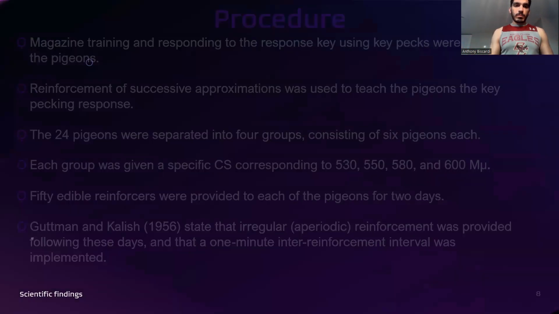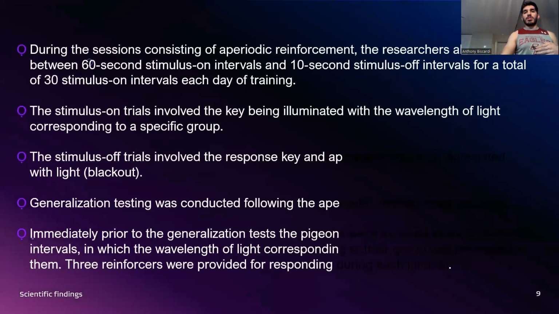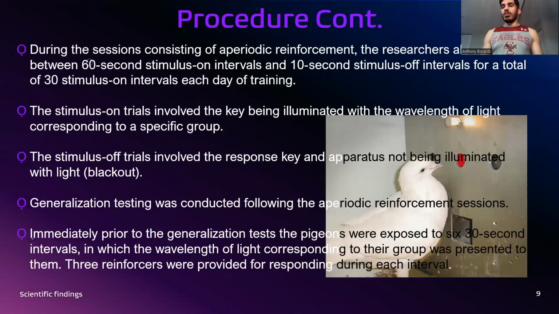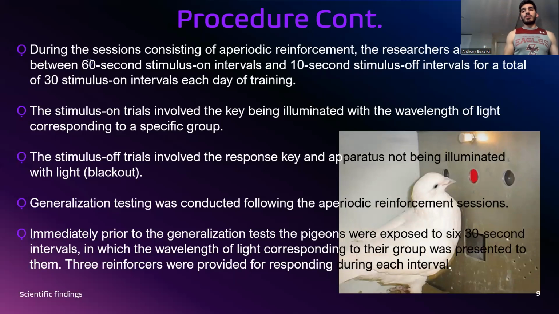Okay. And so I'm going to talk about the structure of these aperiodic reinforcement sessions. The researchers would alternate between a 60-second stimulus on interval and a 10-second stimulus off interval. So that would mean that the response key would be illuminated with the corresponding wavelength for that group for 60 seconds. Then after 60 seconds, they would have a 10-second interval where the button would not be illuminated. They also dimmed the cage as well.